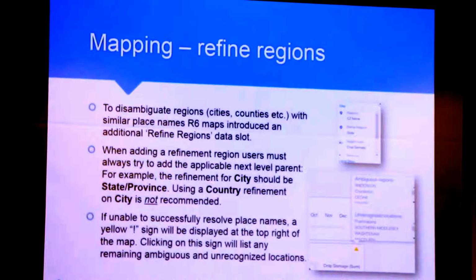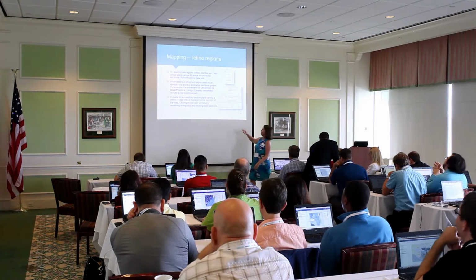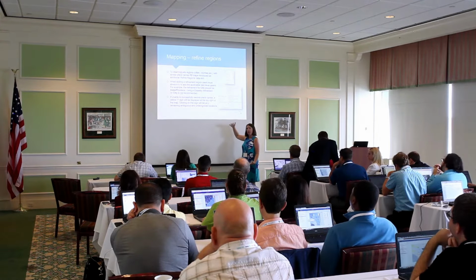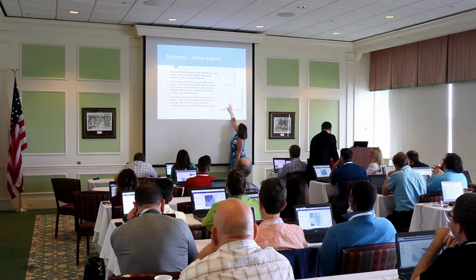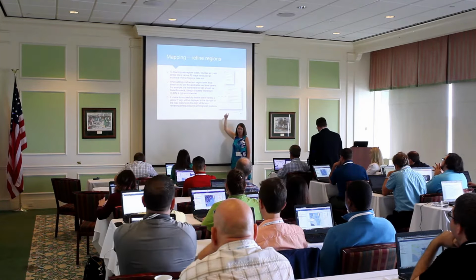We took a look at refining regions, so that we can get rid of some of that ambiguity. One of the things you'll notice is if you do put a map together and your data doesn't match what's inside of the map, you'll get this little icon here where you'll see what's wrong with the map.